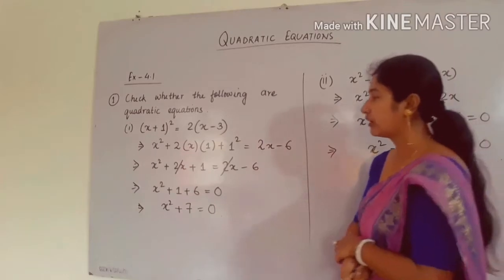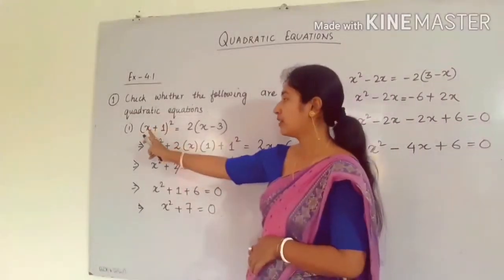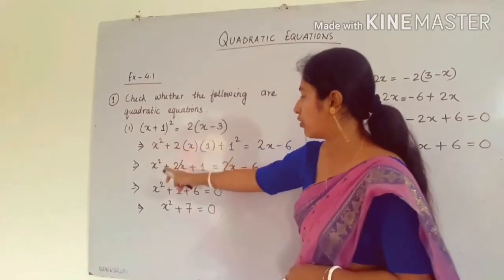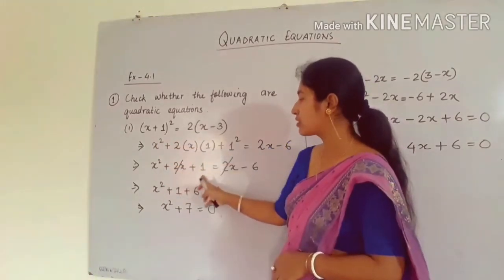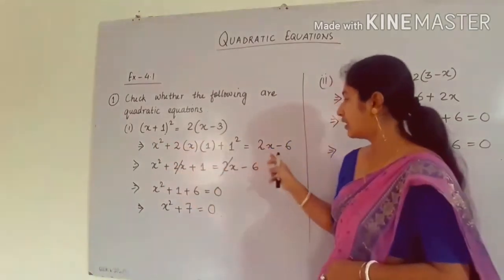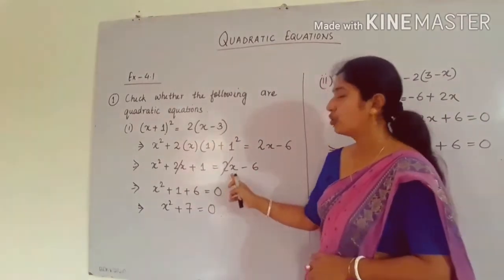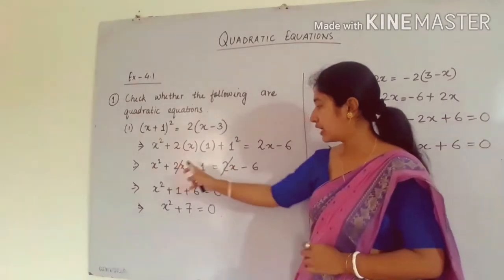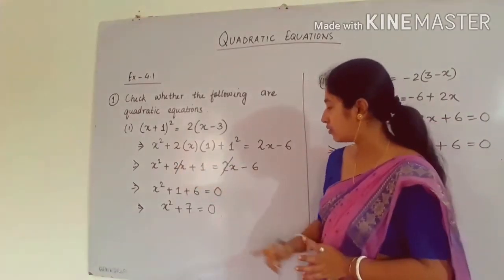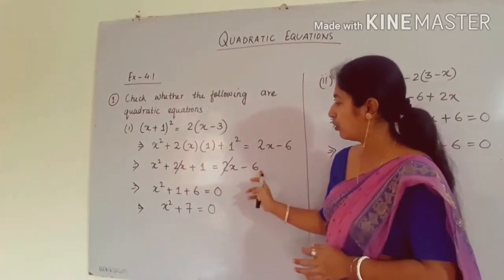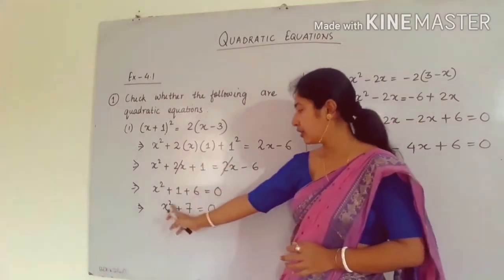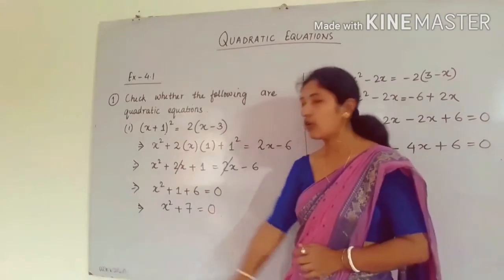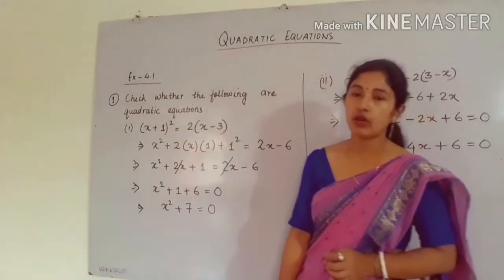So first of all in left hand side we have to apply the formula of a plus b whole square. By applying that formula we got x square plus 2x plus 1, and in right hand side when we open the bracket we will get 2x minus 6. So here from left hand side and right hand side 2x will cancel out, and minus 6 when go to left hand side we will get what? 6 plus 1, that is what? 7. So finally we got what? X square plus 7 is equal to 0.